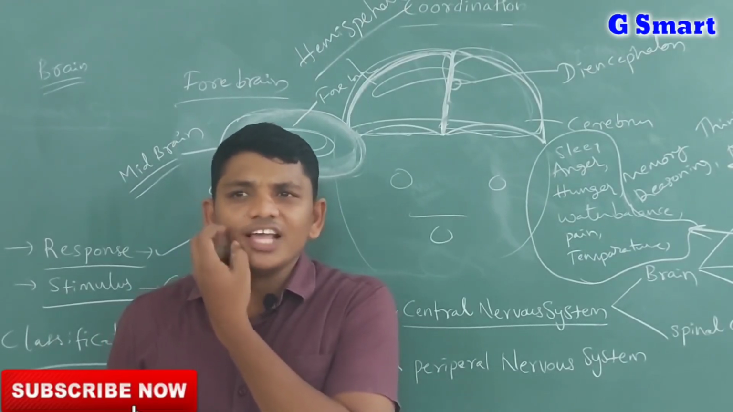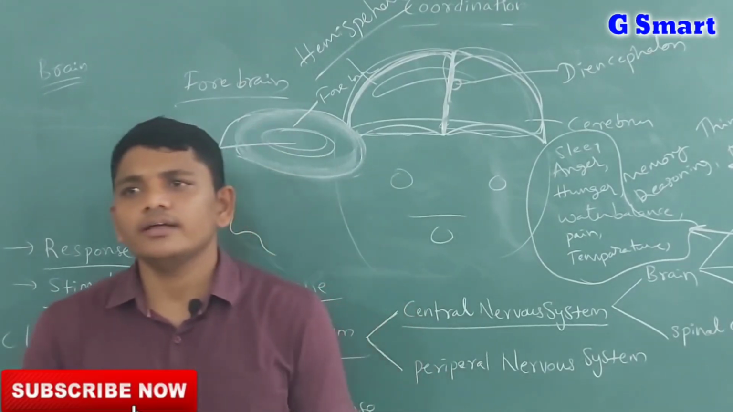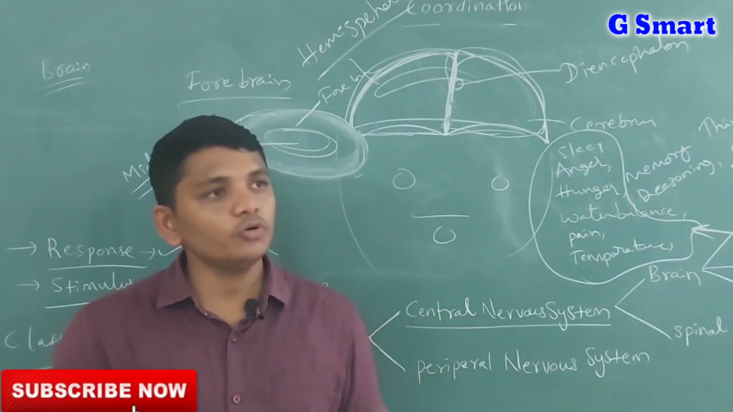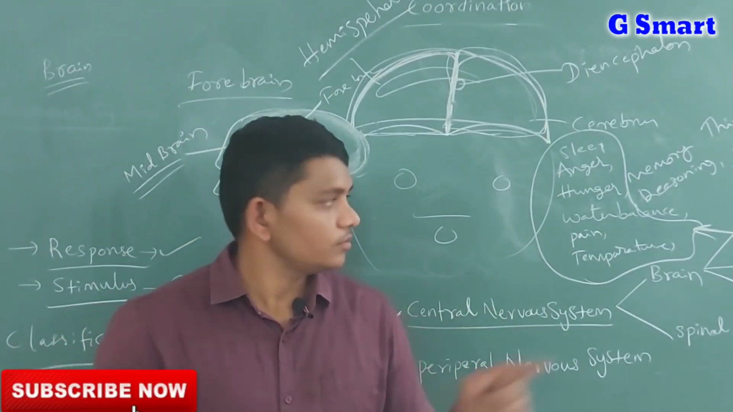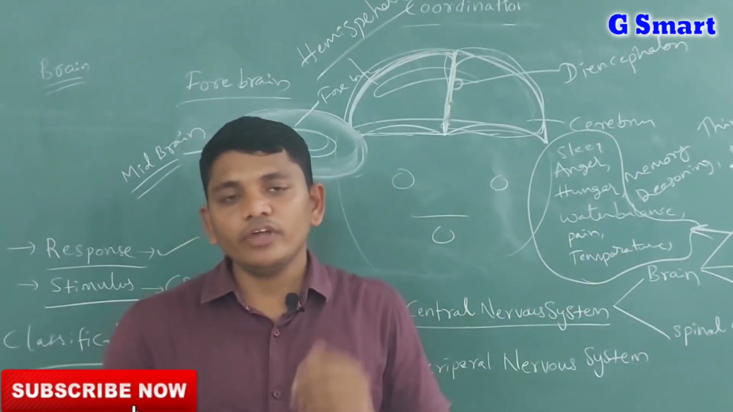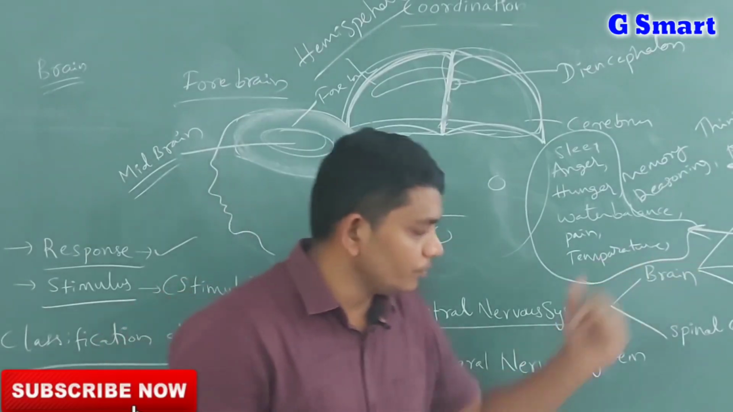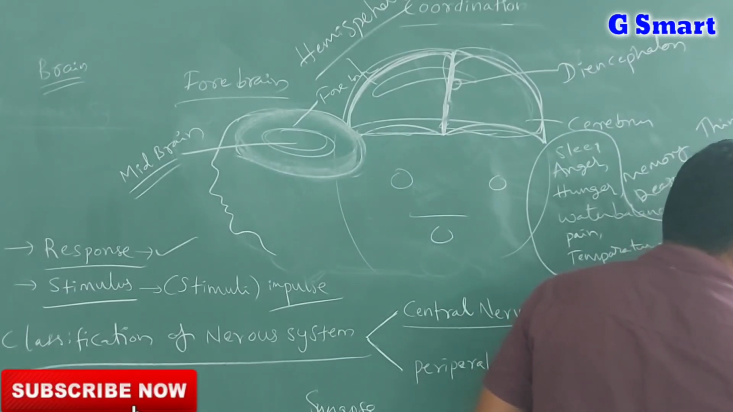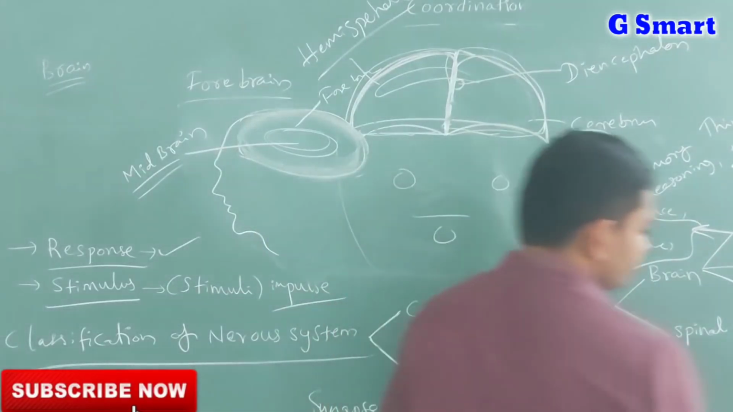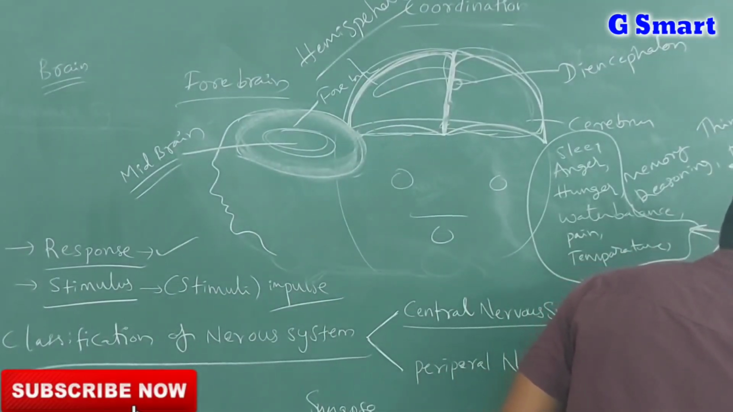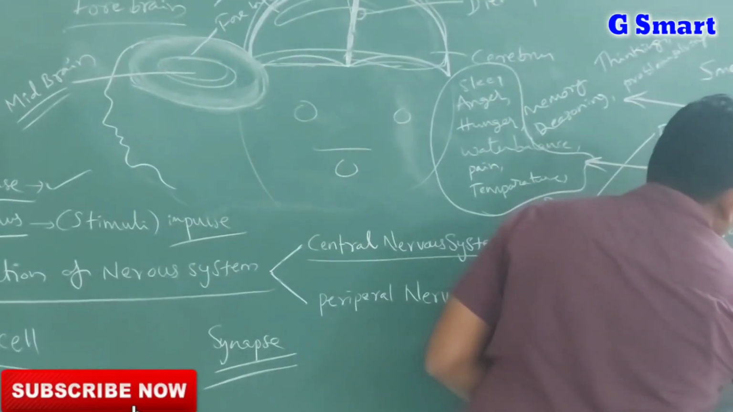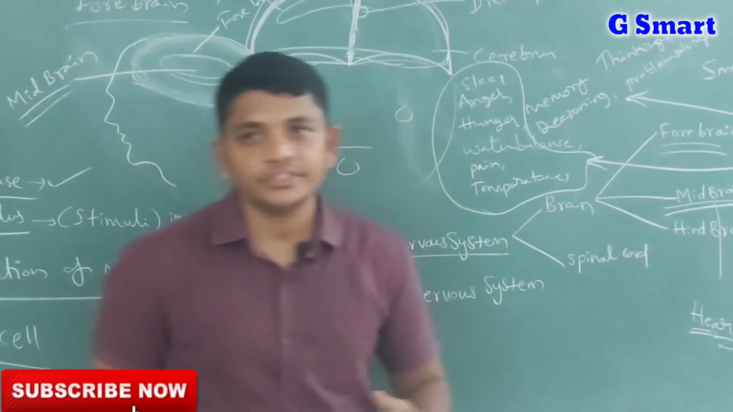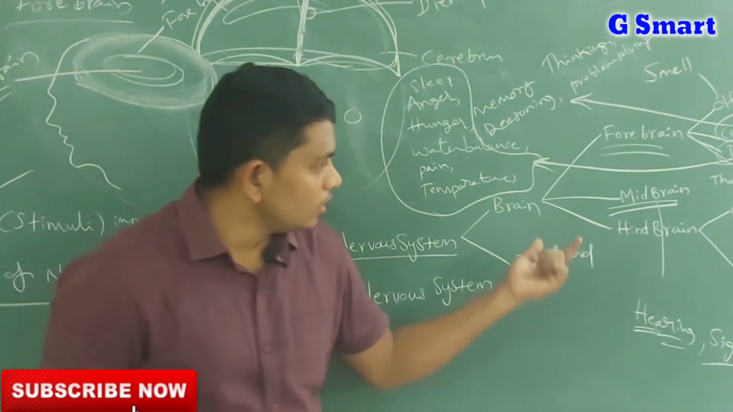If we talk about the midbrain, we have to discuss sight and hearing. It is responsible for sight and hearing. If we are able to see something, that is because of the midbrain, and we hear something because of the midbrain. So this is a reaction center for hearing and also sight. Sight and hearing are due to the midbrain.